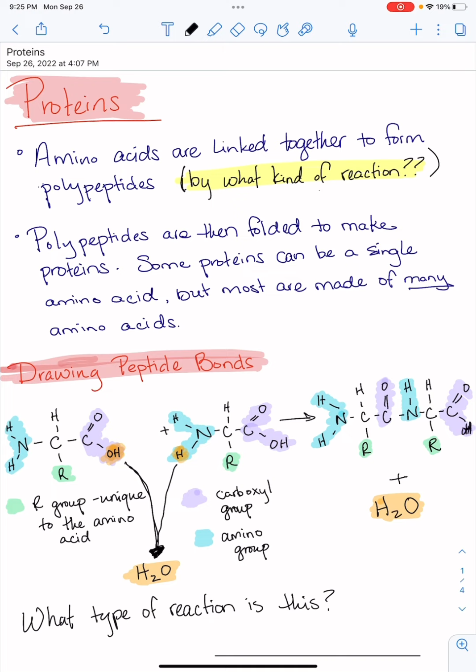So the monomers of proteins we know are amino acids. They're linked together, and this is actually not written down, so I do want you to add this. So amino acids are linked together using peptide bonds. Peptide bonds. So the bonds that form between amino acids, we call them peptide bonds. And amino acids are linked together to form polypeptides. Poly meaning many, so many peptides.